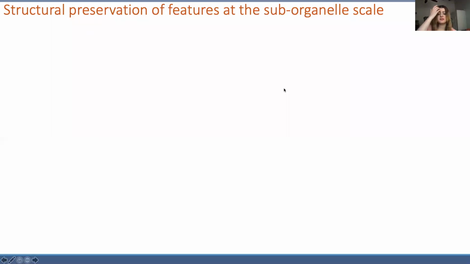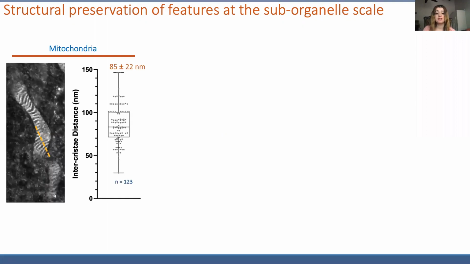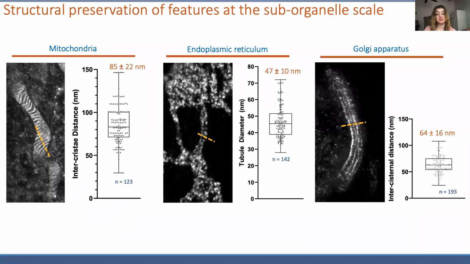To investigate structural preservation of the features I just showed at the sub-organelle scale in Pan-ExM, we quantified the distance between mitochondrial cristae, ER tubule diameter, and the distance between Golgi cisternae, using expansion-corrected values inferred from the expansion factor of nuclei. We found that the distance between mitochondrial cristae is about 85 nanometers, which is consistent with live cell STED data of HeLa cells.